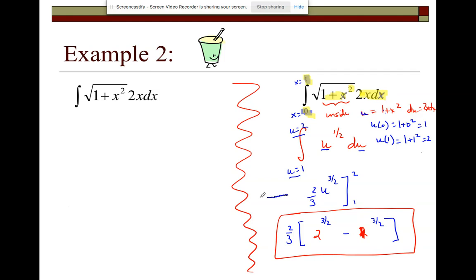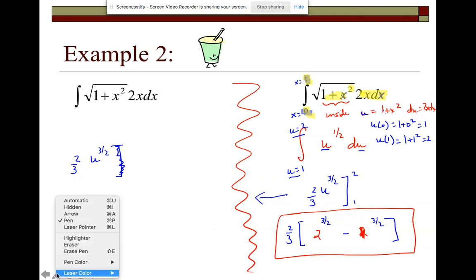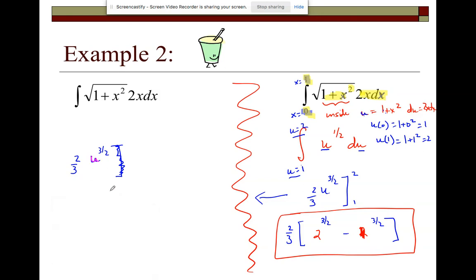I'm going to go from this step, 2/3 u to the 3 halves, but I'm not going to put on my limits of integration yet. I'm going to resubstitute. So remember, u was 1 plus x squared.